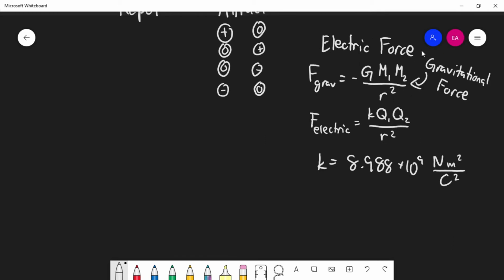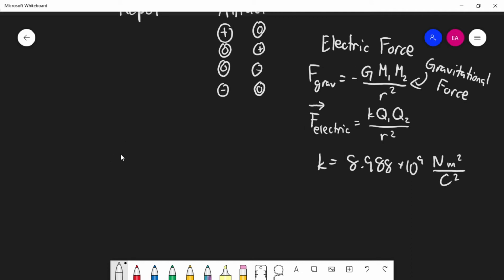Now, since this is a force, this is actually a vector quantity, meaning it has both magnitude and direction. So we can use vector notation to solve two-dimensional problems using electric force. Actually, I have just the problem for that. Let us move on to the example problem.